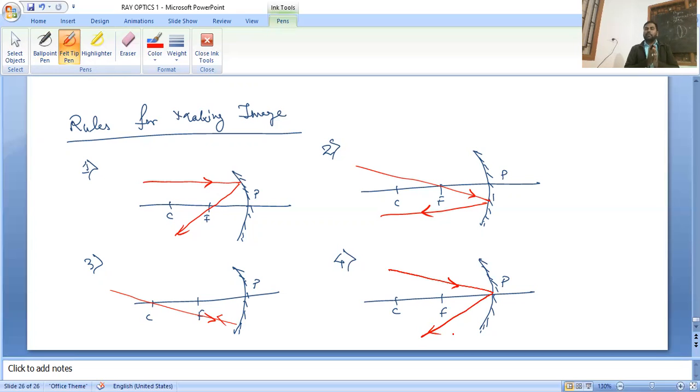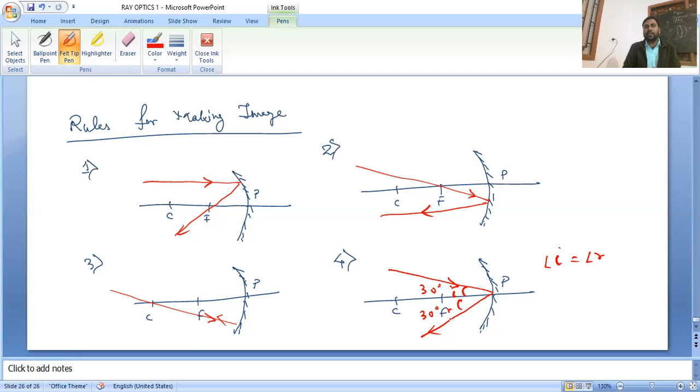This becomes the case of a plane mirror, making the angle of incidence i equal to the angle of reflection r. These things we have studied in plane mirrors. That means if the incident ray strikes at 30 degrees from the principal axis, the reflected ray will make an angle of 30 degrees from the principal axis, like this. So these are the four general rules to make an image.